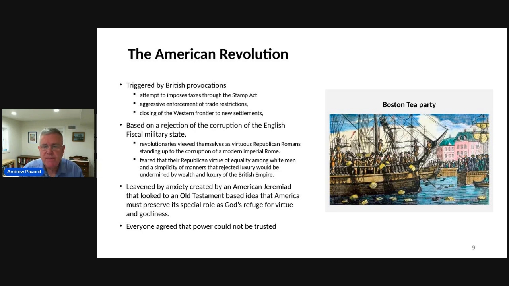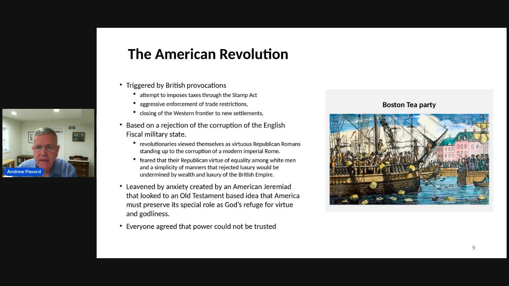But the American Revolution then grew out of this conflict, and it was triggered by many British provocations, right? There was the attempt to impose taxes through the Stamp Act. There was the aggressive enforcement of trade restrictions, to try to preserve the English monopoly on trade. Americans were limited. And there was the closing of the Western frontier to new settlements. Americans were big-time land speculators, and they wanted to move and take more land. And the British, trying to protect the Native Americans, limited Americans from moving to the West. And the Americans didn't like that.